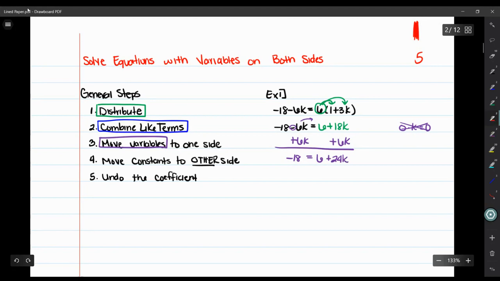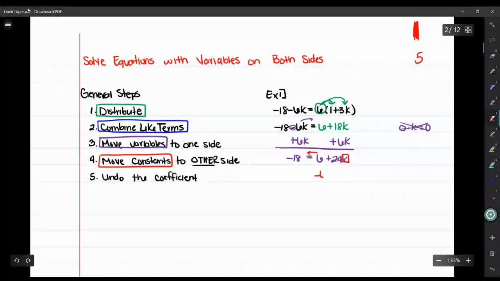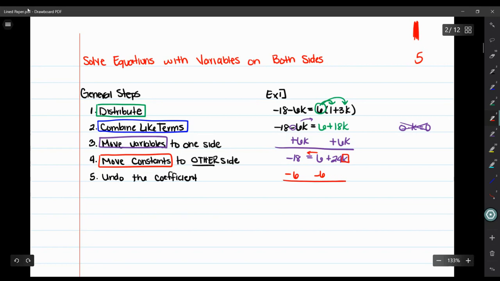So step 4 is now we need to move our constants to the other side. Basically, this is now a two-step equation. So k is on the right, which means I want k alone, so I have to move this 6 over here. So I'm going to subtract 6 from both sides. Negative 18 minus 6 makes negative 24 equals 6 minus 6 makes 0, so I can ignore this one. And we're going to drop our 24k.